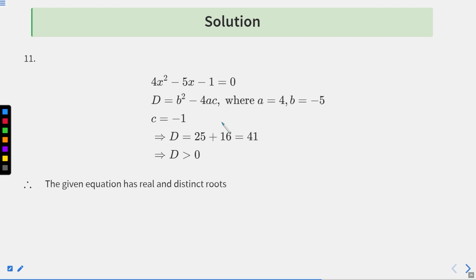So here you can see the discriminant D is equal to 41 and this value is positive. So the discriminant is greater than 0, and we know a quadratic equation has two distinct real roots if the discriminant is greater than 0. So here we get the discriminant D is greater than 0. Therefore the given equation has real and distinct roots.